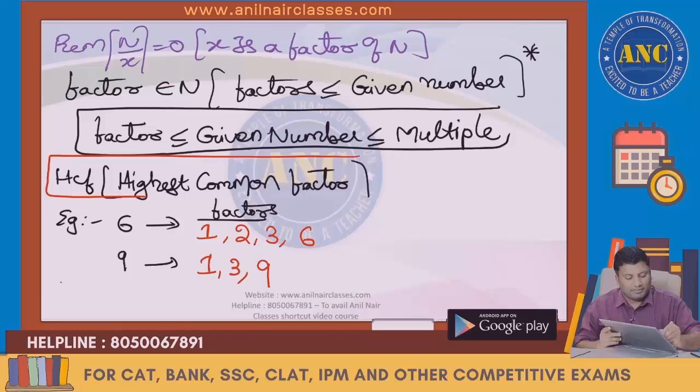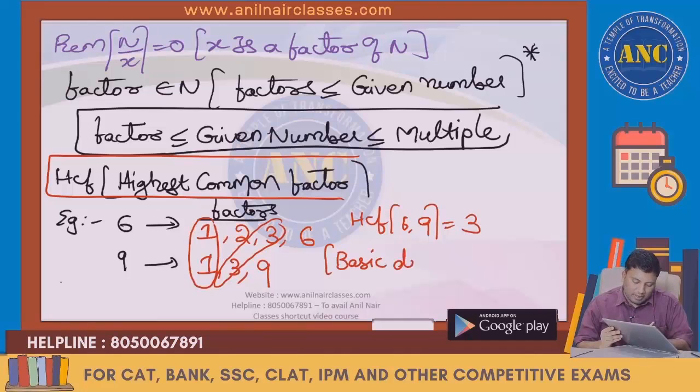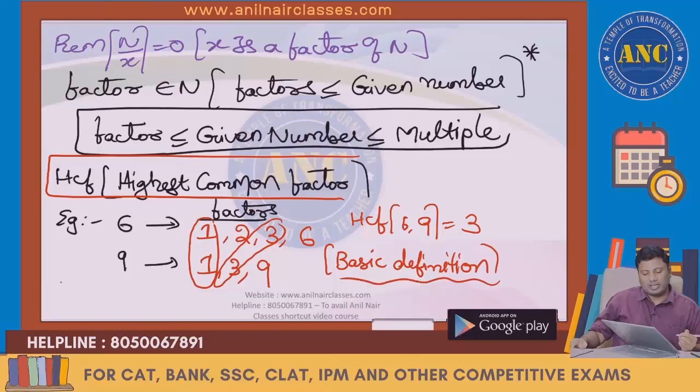Highest common factor. What are the factors that are common in both? 1 is common, 3 is common. But I want the highest common factor. So the HCF of 6, 9 is nothing but 3. Basic definition.